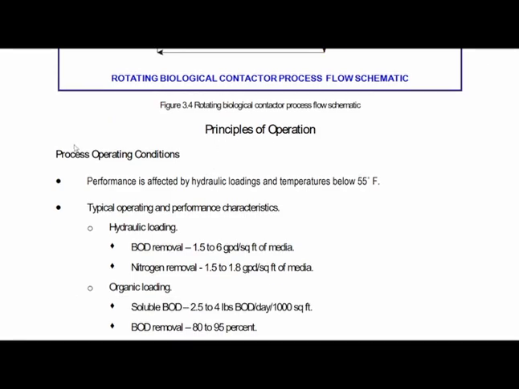Principles of operation. Process operating conditions. Performance is affected by hydraulic loading and temperatures below 55 degrees Fahrenheit. Typical operating and performance characteristics. Hydraulic loading, BOD removal, 1.5 to 6 gallons per day per square foot of media. Nitrogen removal is 1.5 to 1.8 gallons per day per square foot of media.